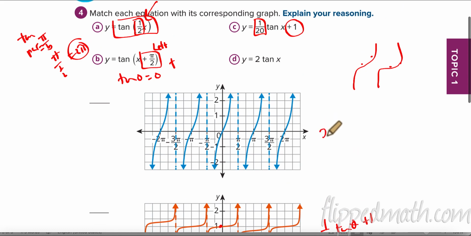Well, this should be easy. This has got to be 2 tangent of x, but let's look at y. Normally, I start at 0. Halfway, I go up 1. Now, halfway I'm going up double that. So halfway, I go up 2. Check it out. Halfway, I go down 2. Same thing here. Halfway, I go up 2, down 2. All right? Everything is the same.